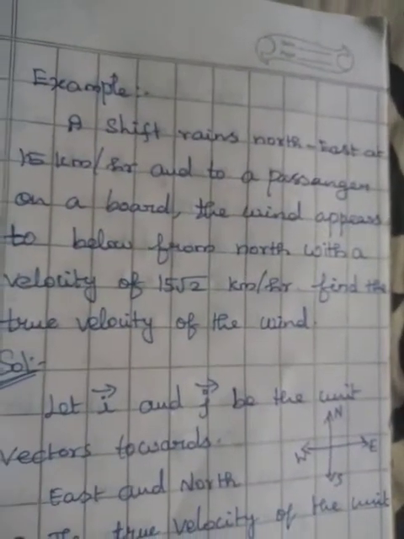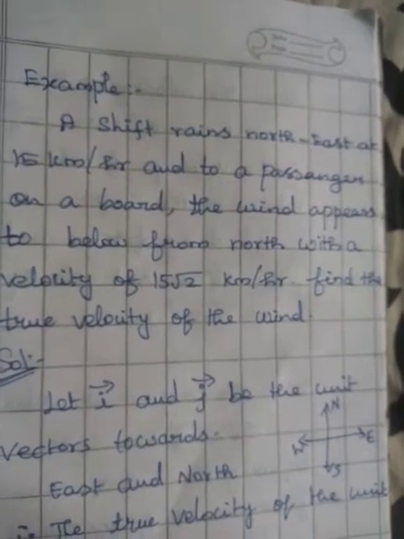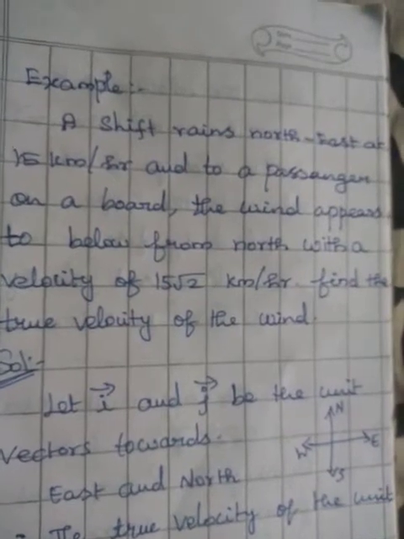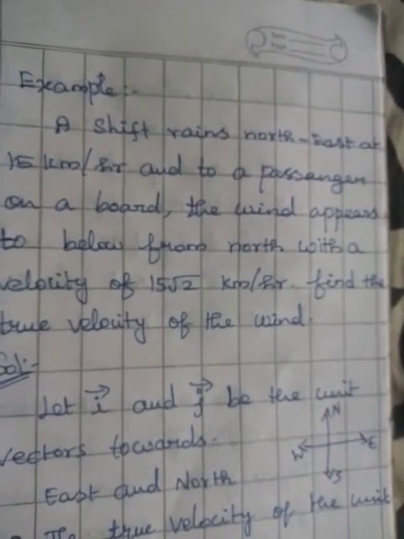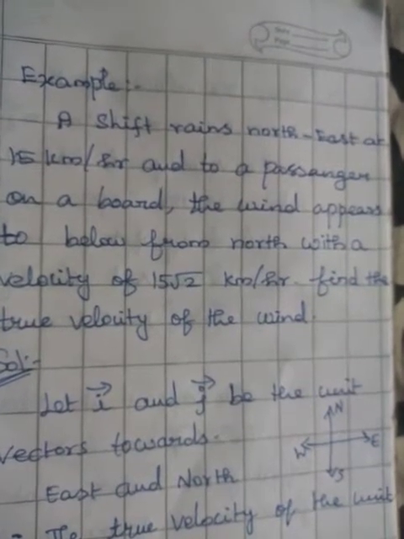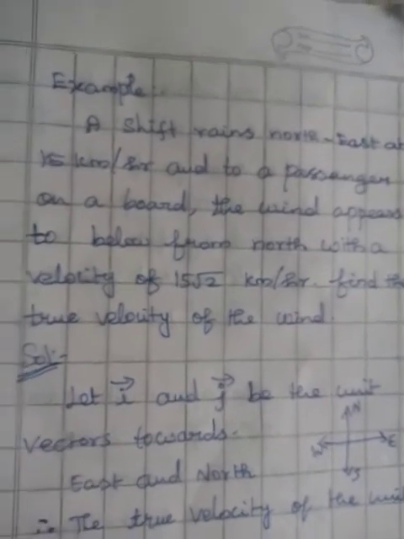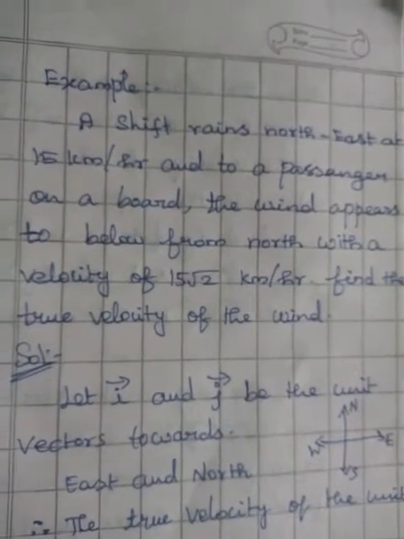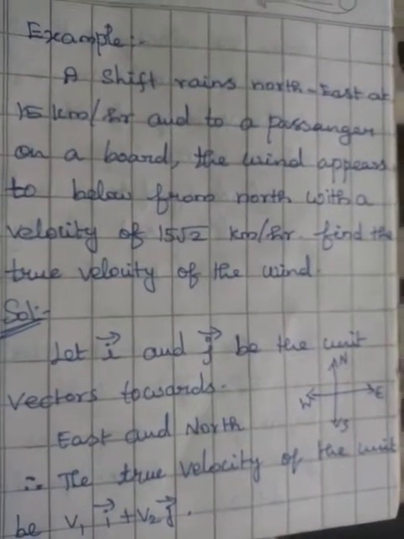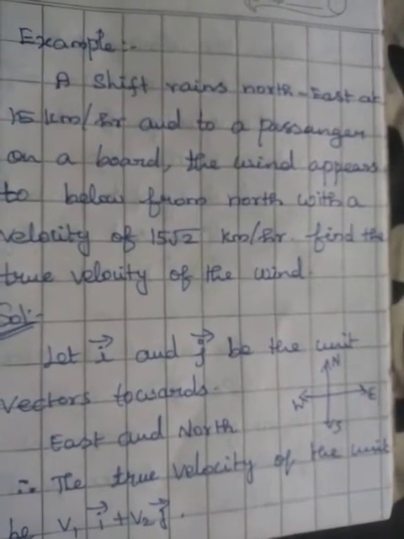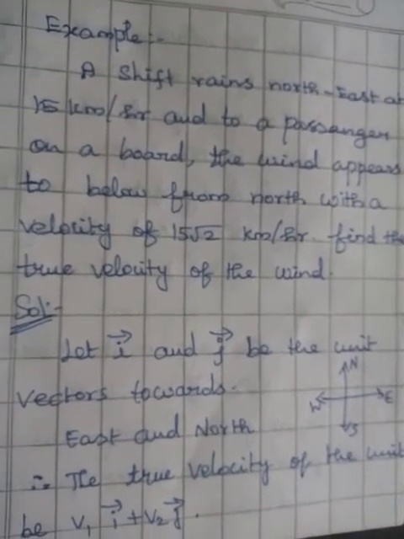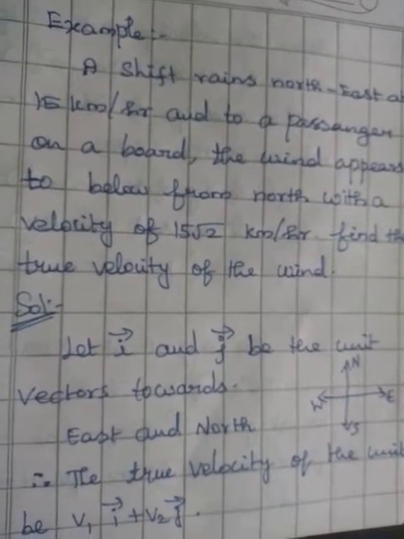Next example. A ship runs northeast at 15 km per hour, and to a passenger on the boat the wind appears to blow from the north with a velocity of 15 root 2 km per hour. Find the true velocity of the wind. Solution. Let i vector and j vector be the unit vectors towards east and north. This is the diagram: north side, east side, west side, south side.